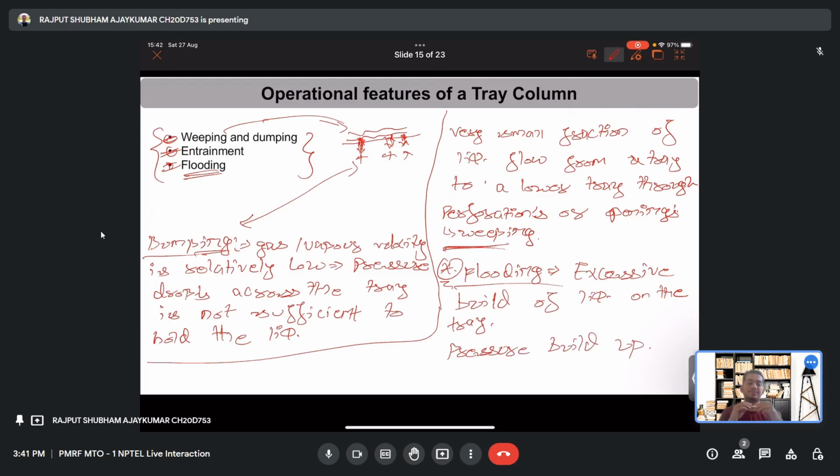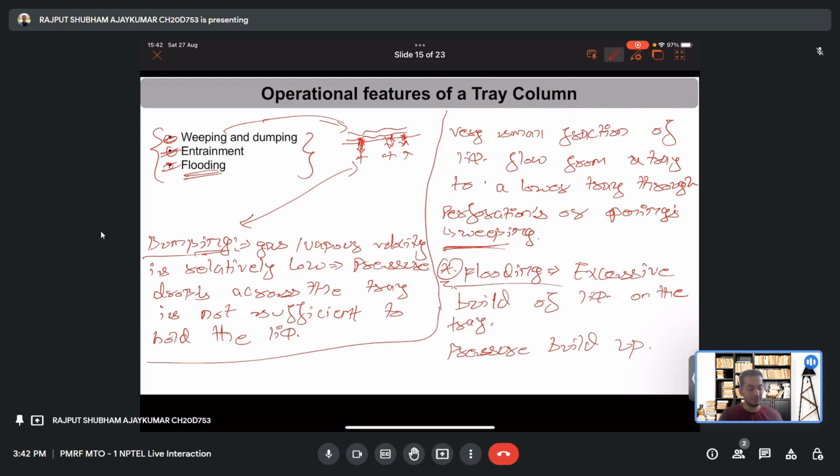If a large amount of liquid builds up on the tray, the pressure buildup will be higher, so the gas will not be able to pass through the perforations or the various caps, like sieve tray, valve tray, bubble cap tray, from one tray to the tray above. So the trays will hold too much liquid on top, the liquid will overflow from one downcomer to another, and all the trays will be flooded because of these reasons, or maybe due to pressure buildup on the tray. This phenomenon is known as flooding.